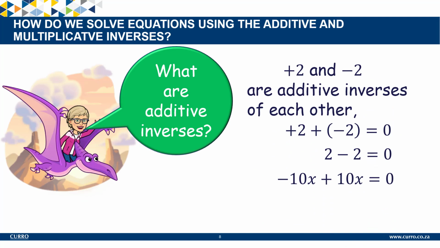A positive 2 and a negative 2 are additive inverses of each other. In other words, if I've got positive 2 and I add a negative 2, the answer is 0. 2 minus 2 is also 0 because it's the same as 2 plus a negative 2. And negative 10x plus 10x is 0.